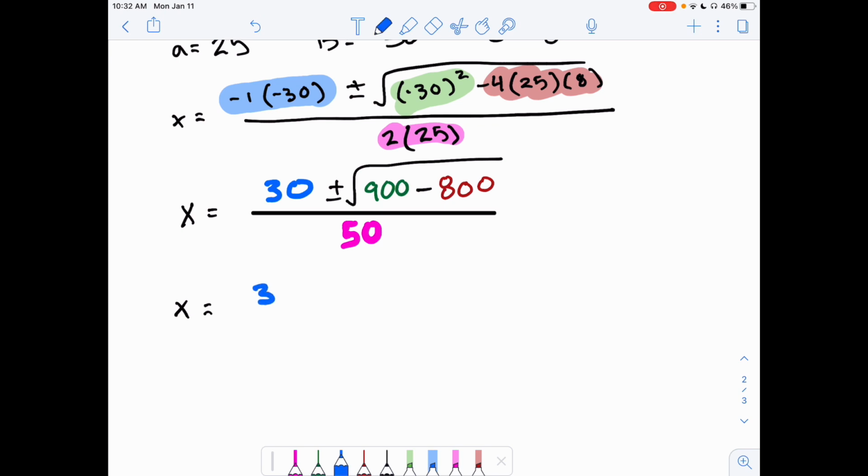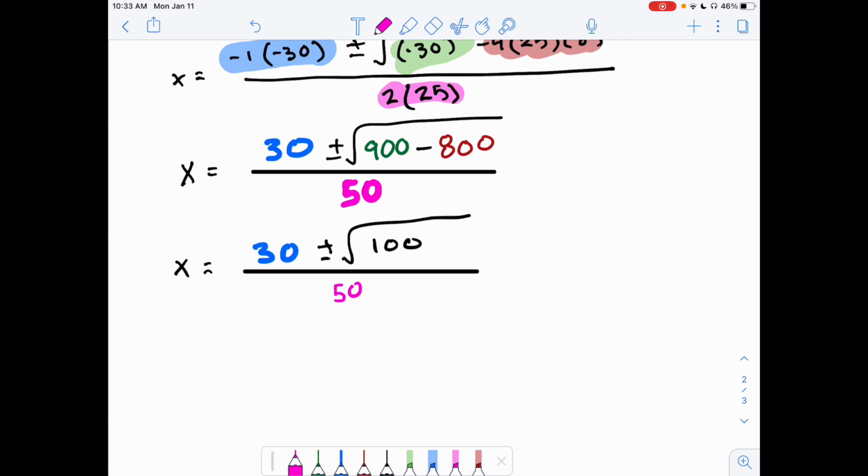We're going to have our 30 plus or minus the square root, but now we're going to actually subtract 900 minus 800 and see we get 100. Our next phase is to actually take the square root. So everything is the same. 30 plus or minus the square root of 100, which is 10, all divided by 50.